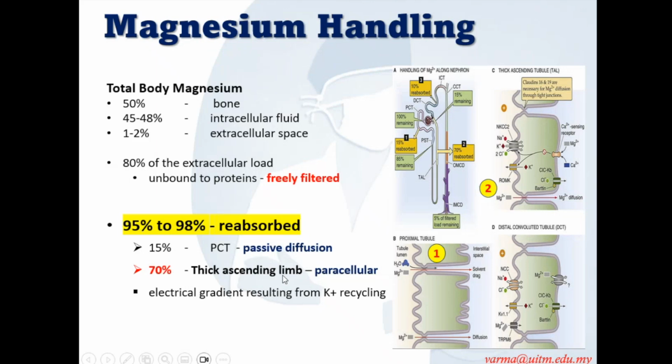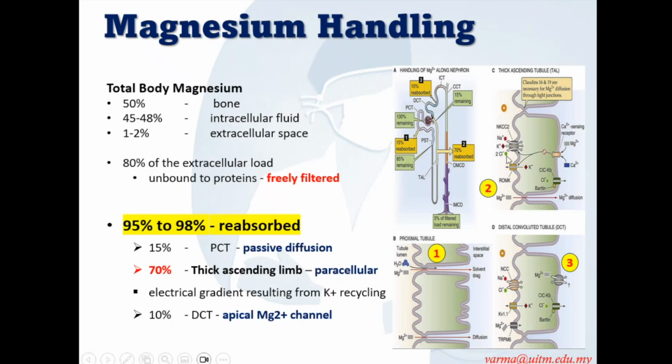the thick ascending limb. This is the distinguishing feature of magnesium, whereas for all the other cations, sodium, potassium, and calcium, it is the PCT. For magnesium it's in the thick ascending limb, mostly via a paracellular mechanism. Again, in the thick ascending limb, the electrical gradient comes from potassium recycling. Another 10% is via the apical magnesium channel.